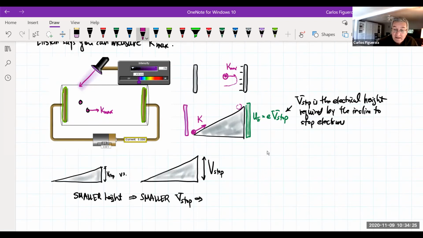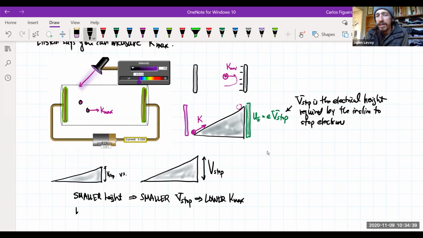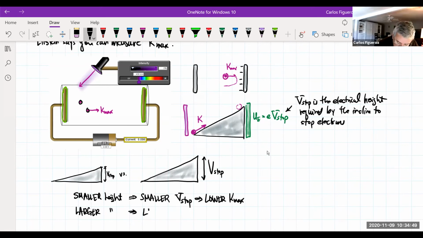And then that means here that this has a lower K max. But if I have a higher V stop, so if I have a larger one, you have maximum kinetic energy indicated at the top of the ramp. Here, I'll show you what I mean in a minute. And then if I have a larger V stop, therefore I'm going to have a higher kinetic energy. So this is what I mean by that.